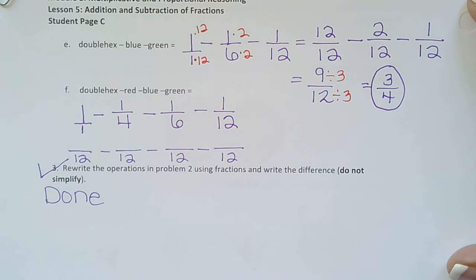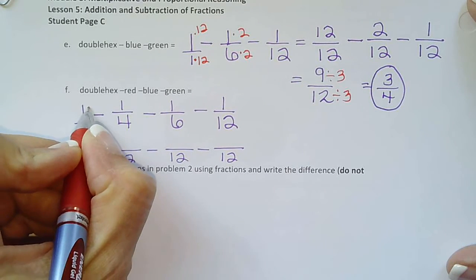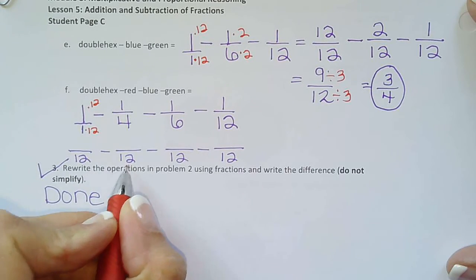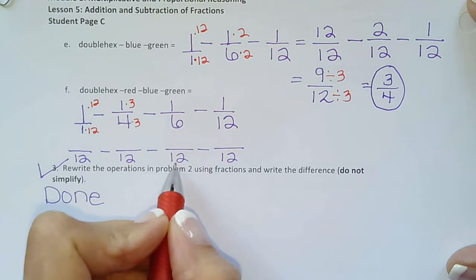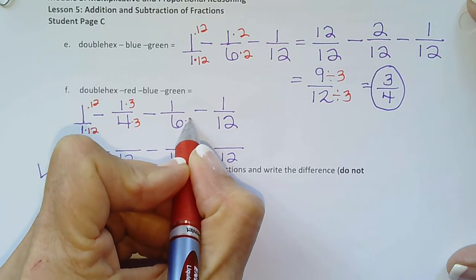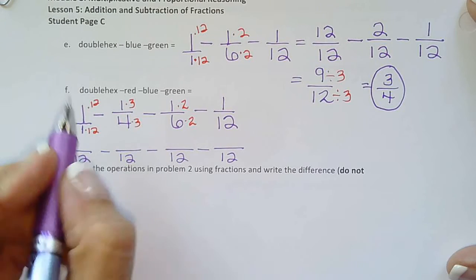So go down the line and do the same thing we did on E. To make this one 12, we have to multiply by 12 over 12. To make 4 12, we have to multiply by 3 over 3. To make 6 12, we're going to have to multiply both numerator and denominator by 2. And this one's already good. So that leaves us 12 twelfths, which makes sense.